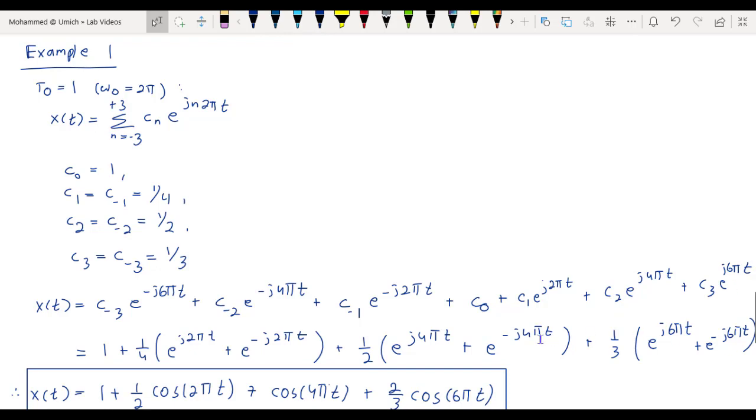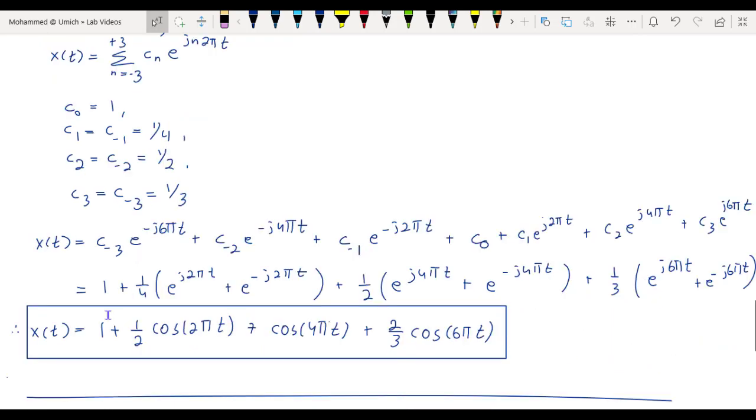Now, if I collect each of the harmonic components which have the same fundamental frequency and use the fact that the coefficients for n equals 1 and minus 1, 2 and minus 2, and 3 and minus 3 are the same, then this gives us 1 plus 1/4 times e to the j2 pi t plus e to the minus j2 pi t, plus 1/2, which is C2, times e to the j4 pi t plus e to the minus j4 pi t, plus 1/3, which is C3, times e to the j6 pi t plus e to the minus j6 pi t.